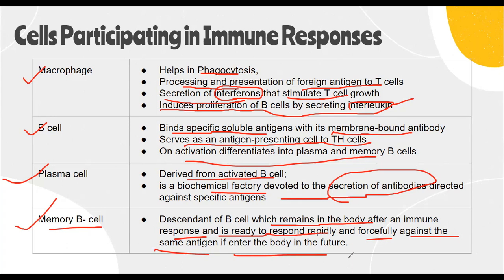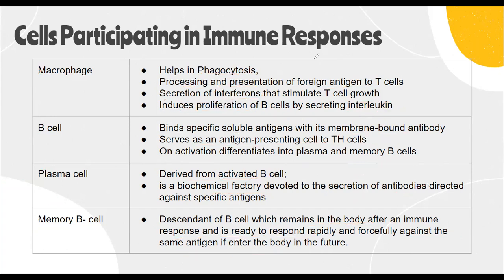So it is like the soldiers which are already present on the border, always protecting. So whenever there is any antigen coming in, they are always ready. Through prior experience, they can now attack in rapid succession and forcefully against that particular antigen. Okay, so that is the main work of the memory cell. And plasma cells we just saw. Mostly they will secrete the antibodies only.